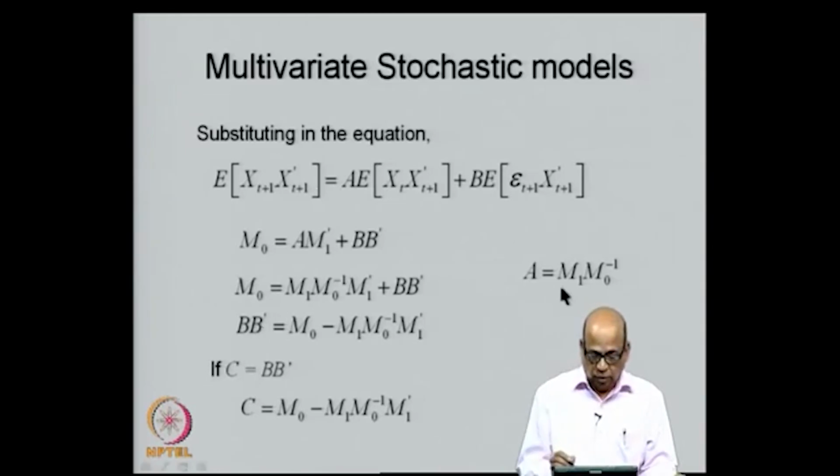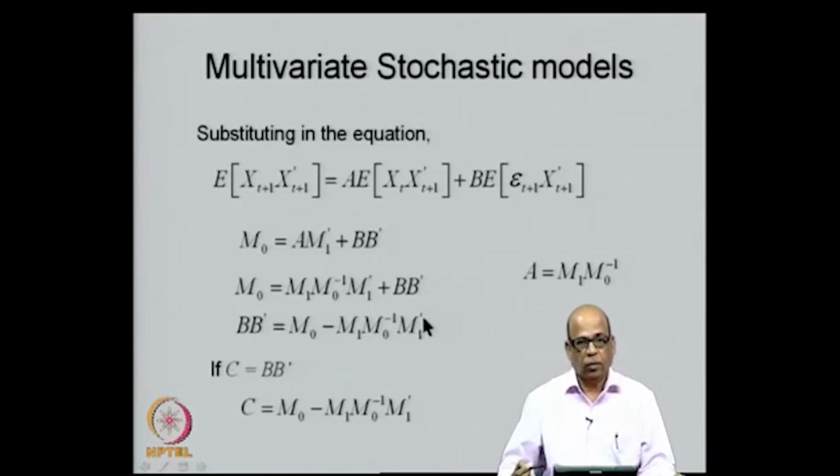Then using A is equal to M1 M0 inverse, I write M1 is equal to M1 M0 inverse, which is A into M1 prime plus B B prime, and therefore, B B prime is equal to M0 minus M1 M0 inverse M1 prime. So, this is how you get B B prime.